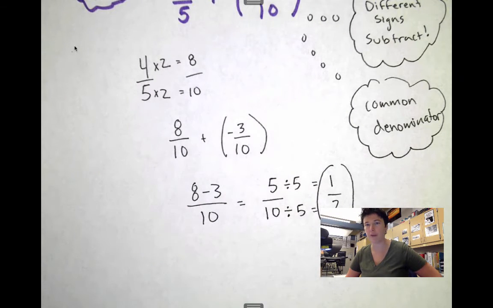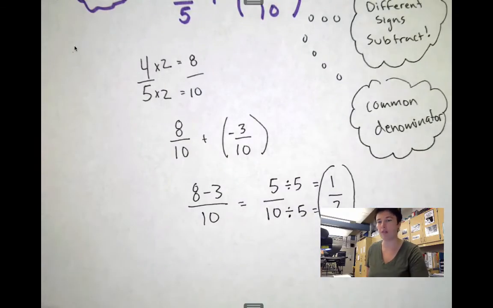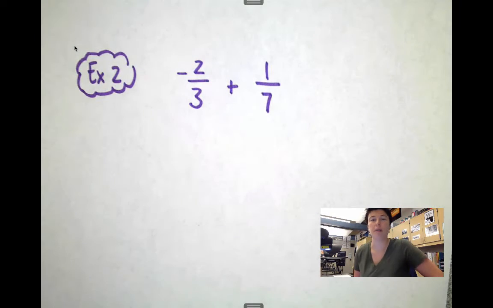So a couple of different rules applied there. Let's try another one and talk about another strategy. Another one we could do is, let's say we had negative 2/3 plus 1/7.